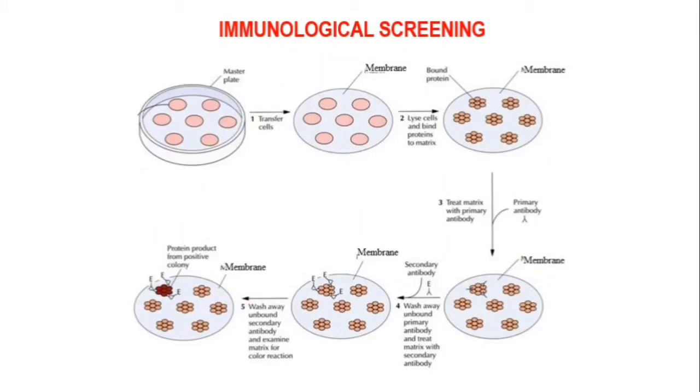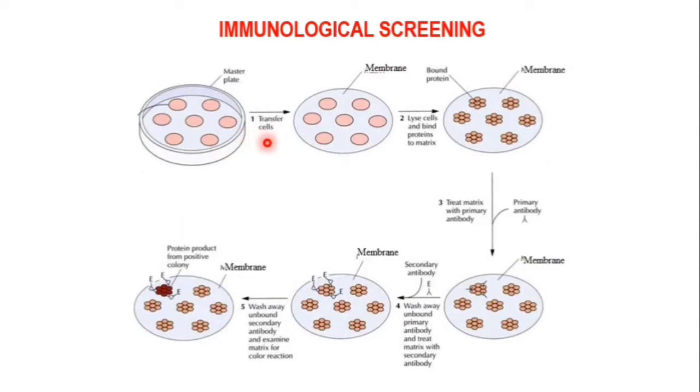Now we have the transformed colonies in a plate. We'll keep this plate as a master plate. This transformant-containing plate will be kept as a master plate, and we'll take these colonies by replica plating. We undergo replica plating using velvet mounted on a wooden block.